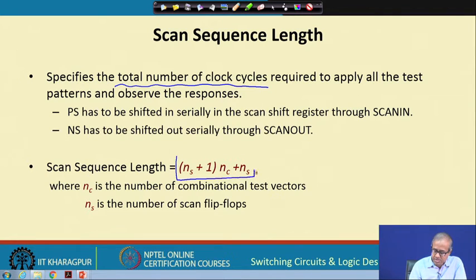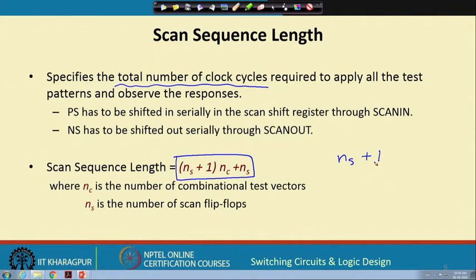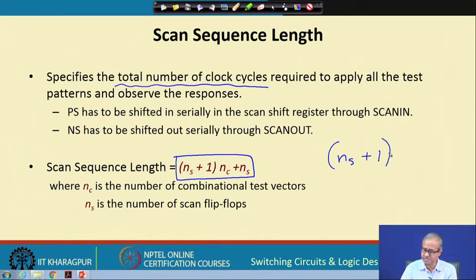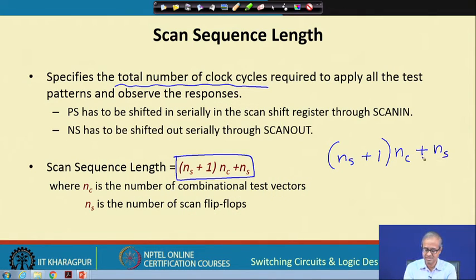Now, the number of clock cycles can be determined like this: n s plus 1 times n c. For every test vector, n s denotes the number of scan flip flops. This many clock cycles will be required to shift in the data, then one cycle will be required to apply the PI and observe the output, and you will have to repeat this for so many test vectors. There are n c test vectors, and for the last test vector you will have to shift out the next state. So, for that you will need another n s. This is how this equation comes, right.